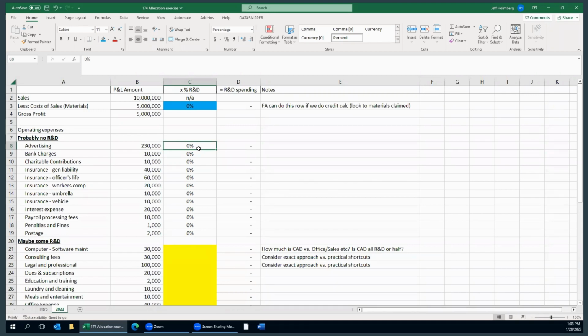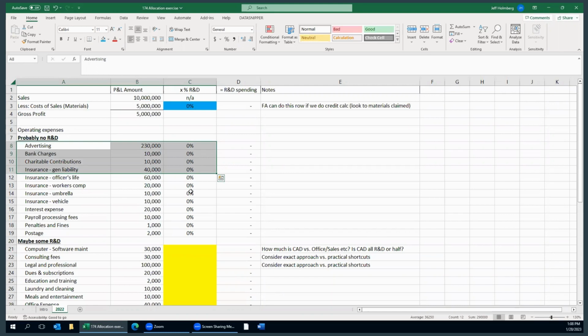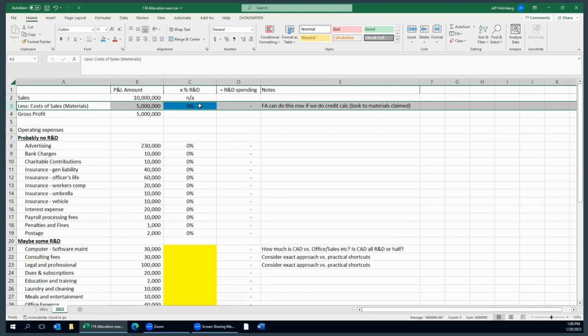If that was your new business going forward, all R&D stopped, then let's ask ourselves, would this expense still be here, or would that expense go away? If it would go away, there's a good chance this is a cost of performing research. So starting from the top here, we talked about materials a little bit.